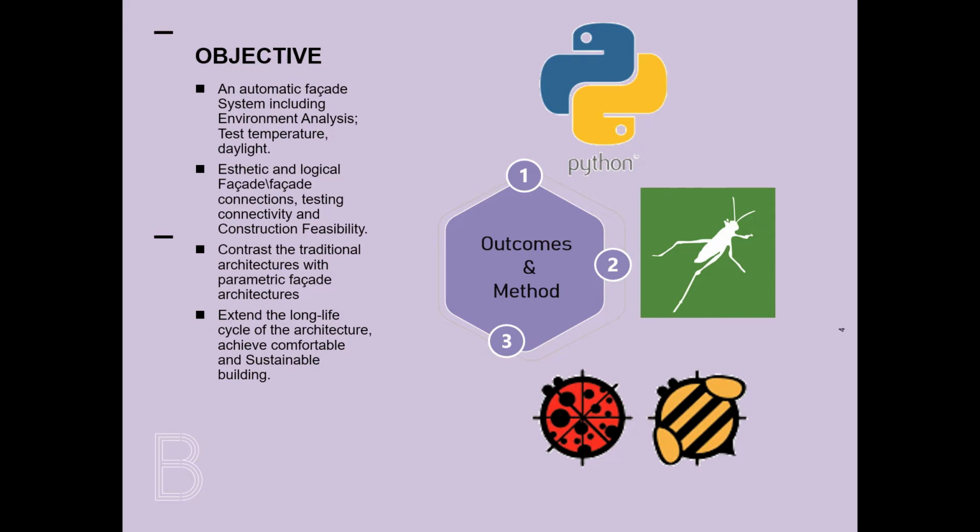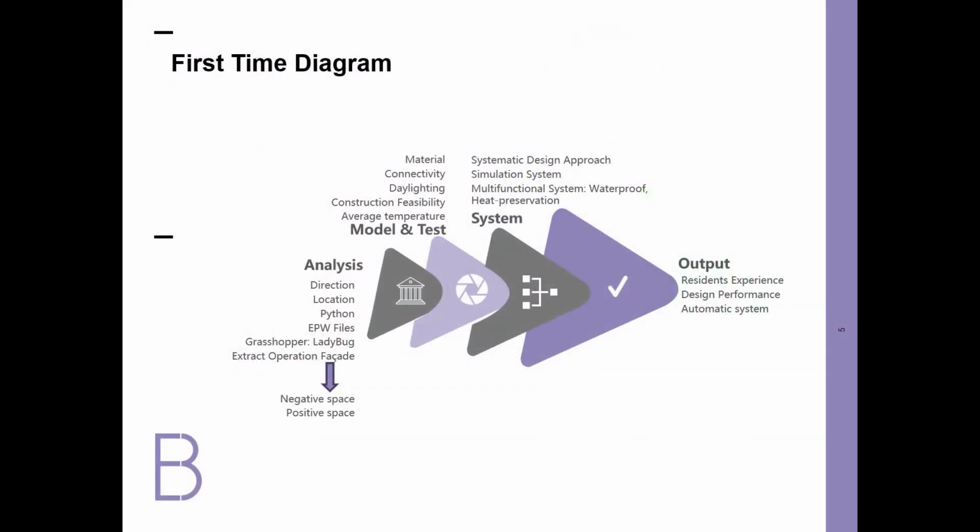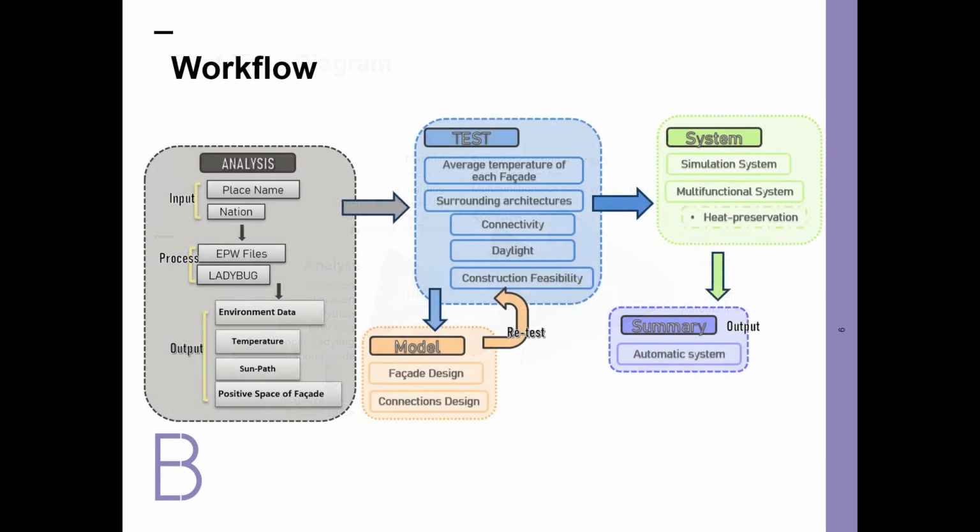The methods of this project include 3 tools: Python, Grasshopper, and Ladybug and Honeybee. This is the first time diagram, including the analysis, model and test, system and output. This slide is the whole workflow for this project, including the environment analysis, test facade design and retest facade, simulation system and the heat preservation system, in the end outputting an automatic facade system.